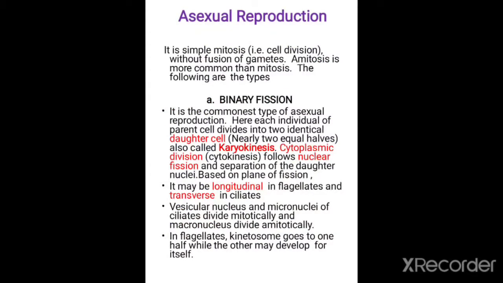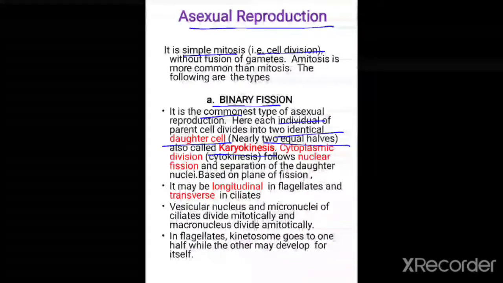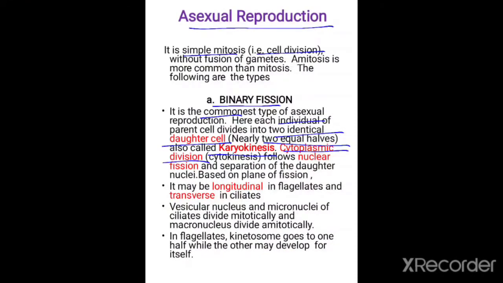First, let us discuss asexual reproduction. It is a simple mitosis, that is nothing but cell division. Binary fission is the commonest type of asexual reproduction. Here, the individual parent cell divides into two identical daughter cells, nearly two equal halves, and it is also called karyokinesis. Cytoplasmic division, the cytokinesis, follows the nuclear fission, leading to separation of the daughter nuclei based on the plane of the fission.